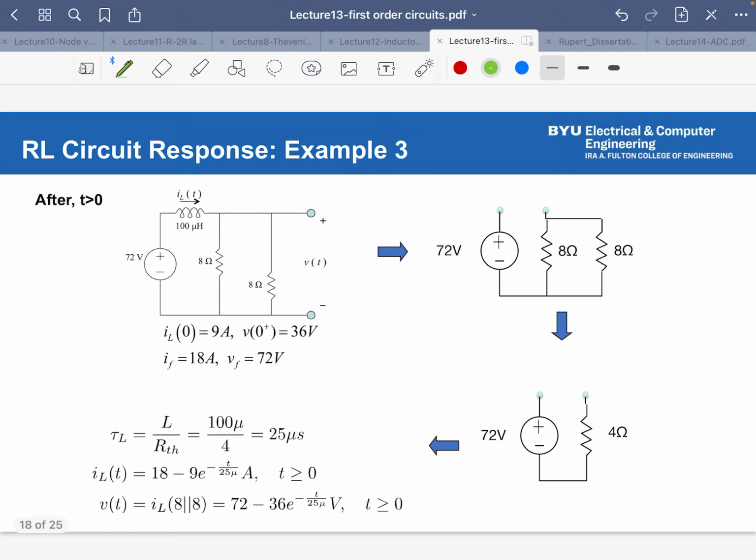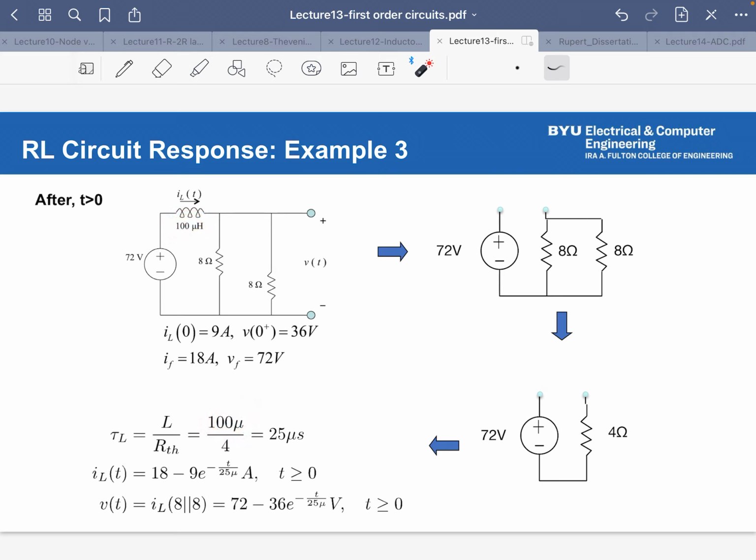All right, so we come over here. Yep, this is exactly, we did this. This is just another way of thinking about it. We open up the circuit at this point, and then we want to find the Thevenin equivalent looking in. It's going to be 72 times 4. So the time constant then will be the 100 microhenry divided by 4, so 25 microseconds.